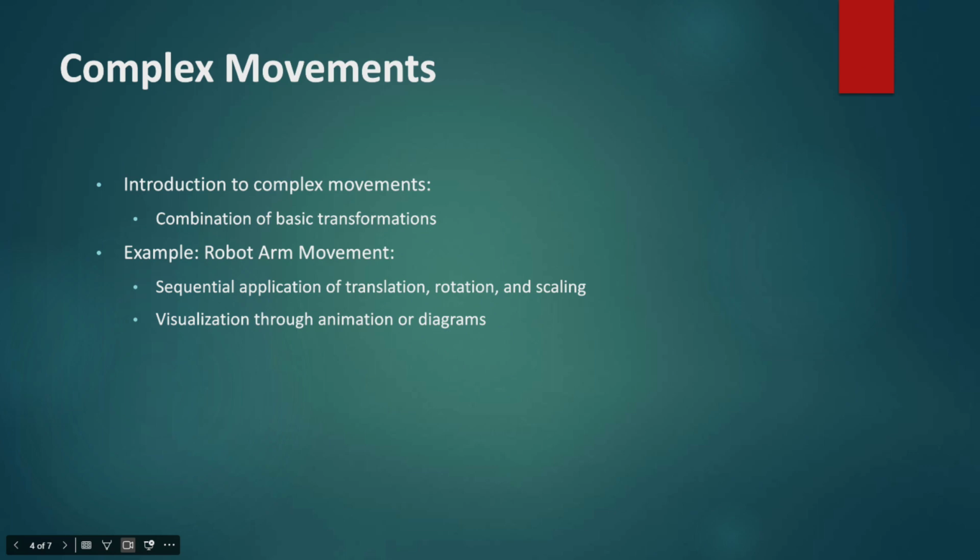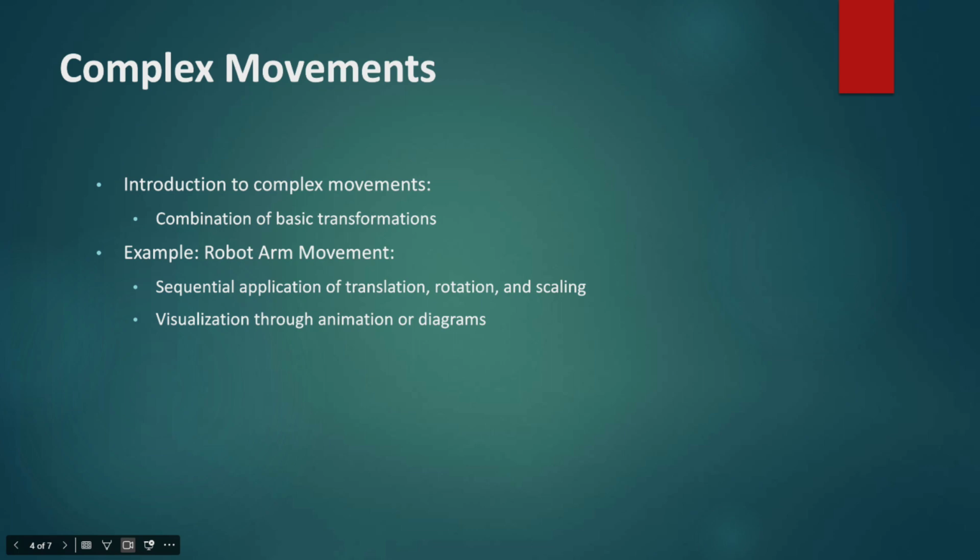Complex movements. Introduction to complex movements. Combination of basic transformations. Example, robot arm movement. Sequential application of translation, rotation, and scaling. Visualization through animation or diagram. Imagine a robotic arm in a factory setting. It needs to perform various tasks such as picking up objects, assembling parts, or moving along a specified path. Achieving these actions efficiently requires orchestrating a sequence of basic transformations.